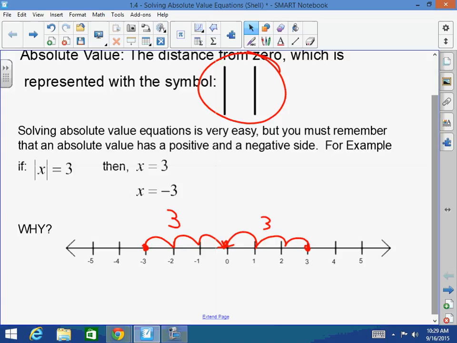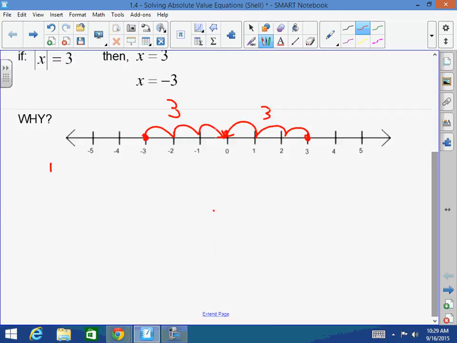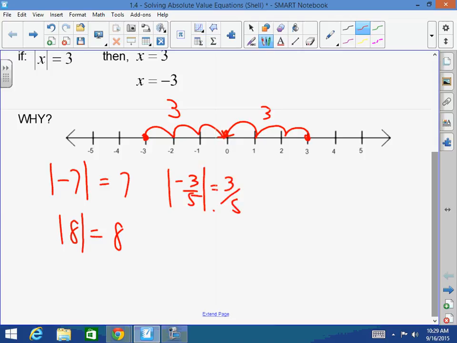Yes, sir. Correct. If we're just doing straight up absolute value calculations as such, like if I say, what's the absolute value of negative 7? It's 7. What's the absolute value of 8? It's 8. What's the absolute value of negative 3/5? 3/5. Because it is the actual distance from 0. Yes, sir.